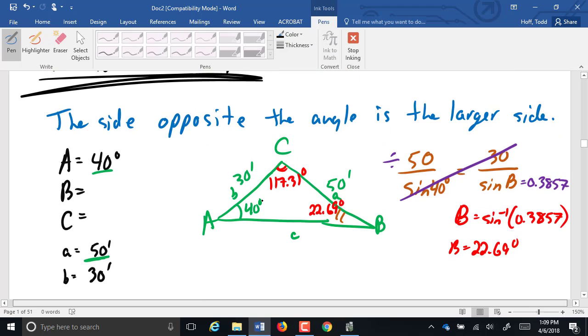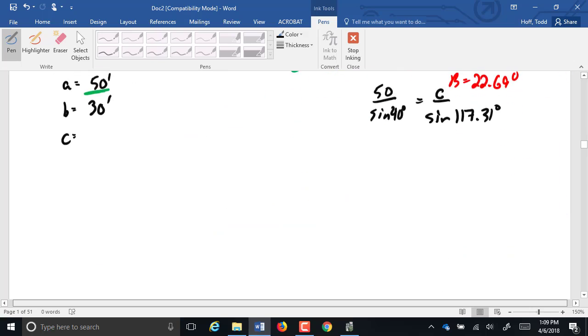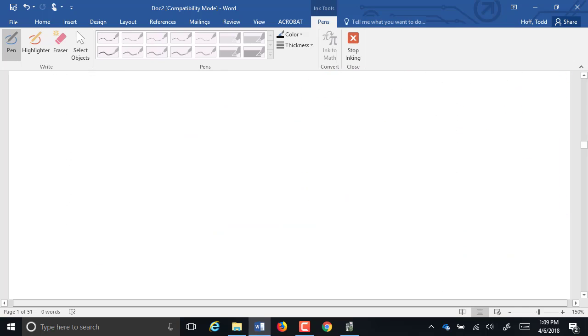Now from there, I've got this angle. So I've got my 50 over the sine of 40 equals c over the sine of 117.31. Now I do have to use an angle I've calculated. There's no way around it here. I'm going to trust you guys can handle that part. So I'm going to give you guys another one to try.